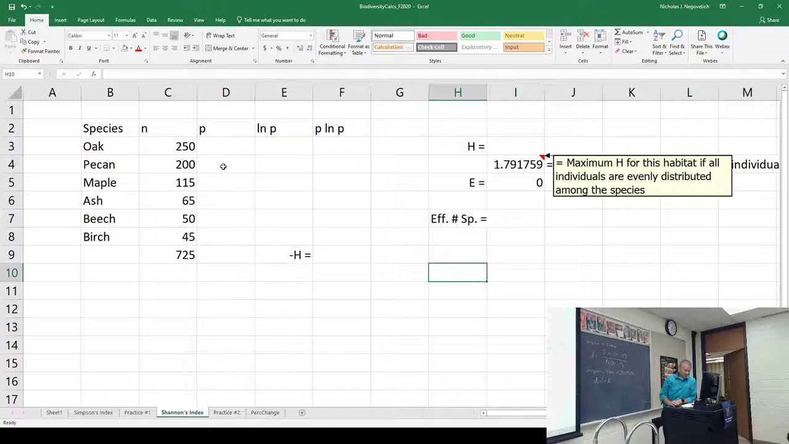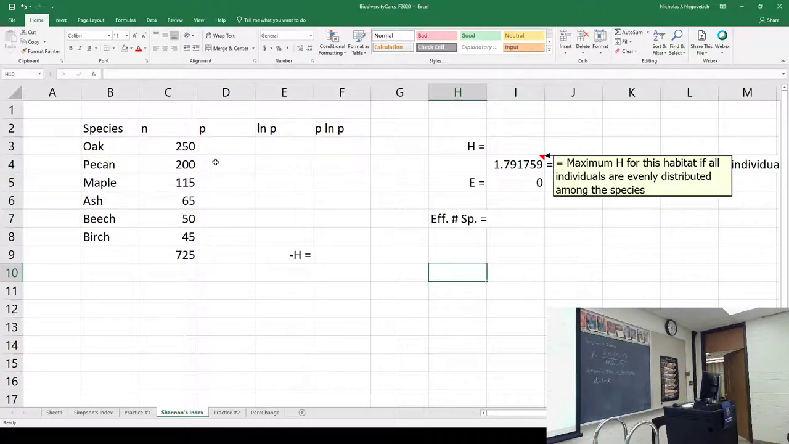All right, so I give you the equation here. It's the negative of the sum. Why the negative? It's because when we take a natural log of a proportion, that is going to be a negative number. So our proportion is going to range from 0 to 1. Anytime you work with a decimal, the log is going to be negative.